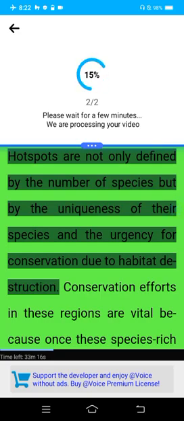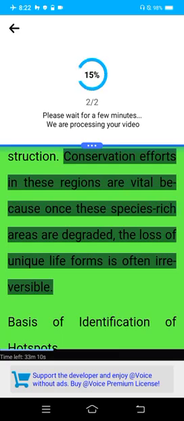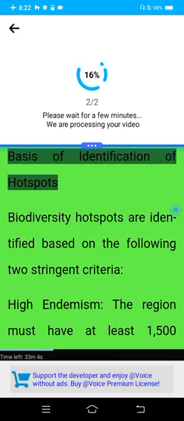Hotspots are not only defined by the number of species but by the uniqueness of their species and the urgency for conservation due to habitat destruction. Conservation efforts in these regions are vital because once these species-rich areas are degraded, the loss of unique life forms is often irreversible. Basis of identification of hotspots.